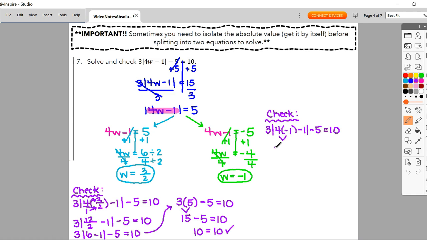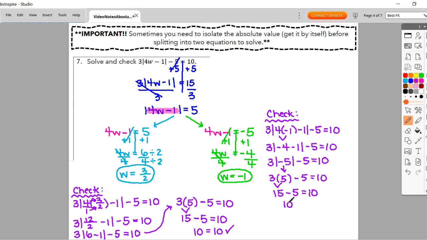Order of operations tells me to do what's inside the absolute value first, but multiplication specifically, think about your PEMDAS or your GEMDAS. Negative 4 minus 1 is a negative 5 inside that absolute value. But we know the absolute value of negative 5 would be 5 since it's talking about the distance negative 5 is on the number line. Again, PEMDAS GEMDAS tells me to do the multiplication of 3 times 5 first before I subtract negative 5, getting me 10 equal to 10, a true statement, making that solution a real true solution.